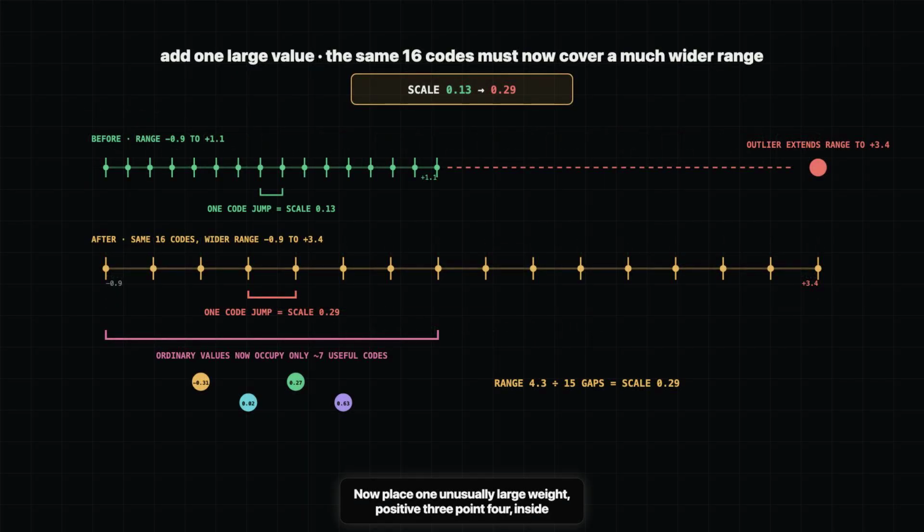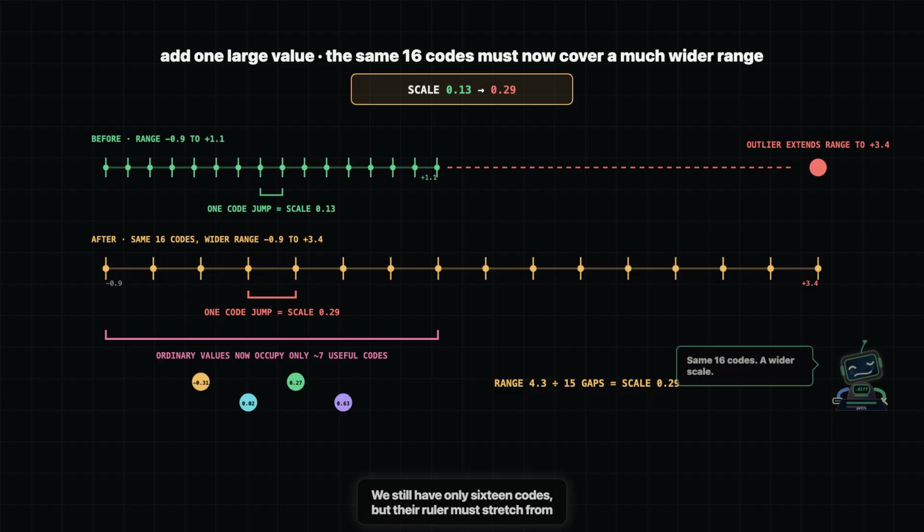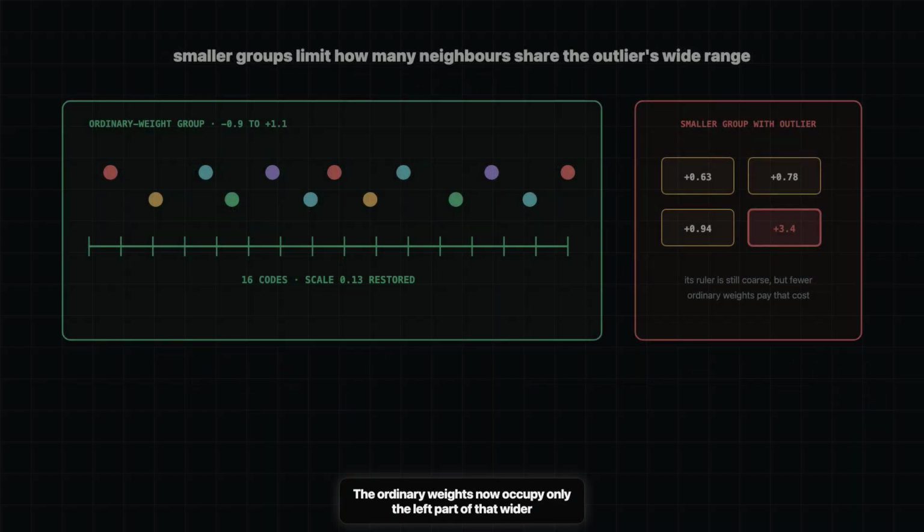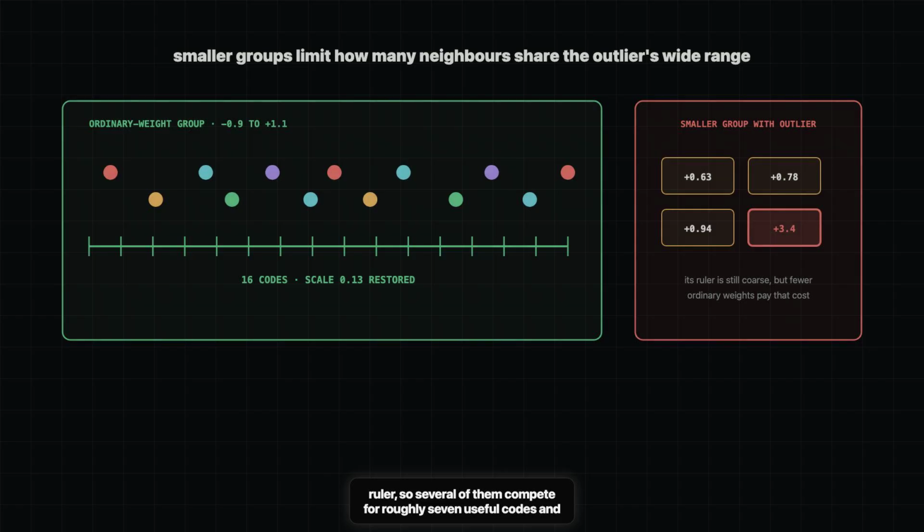Now place one unusually large weight, positive 3.4, inside the same group. We still have only 16 codes, but their ruler must stretch from negative 0.9 all the way to 3.4. The scale grows from 0.13 to 0.29, so adjacent codes are now more than twice as far apart in real value. The ordinary weights now occupy only the left part of that wider ruler, so several of them compete for roughly 7 useful codes and may snap farther. Smaller groups do not remove the outlier, but they limit how many neighboring weights must share its coarse range.